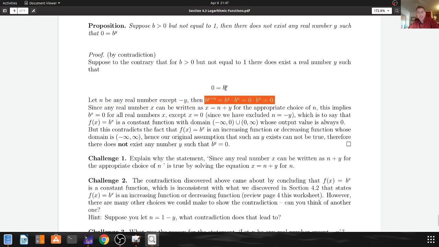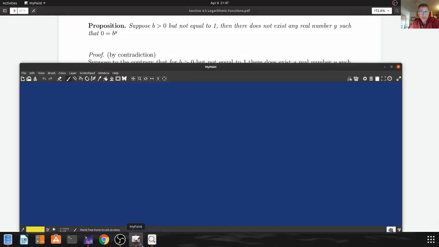So if b to the y is equal to 0, what is b to the minus y? Well, that's 1 over b to the y. And that should be plenty enough of a hint.